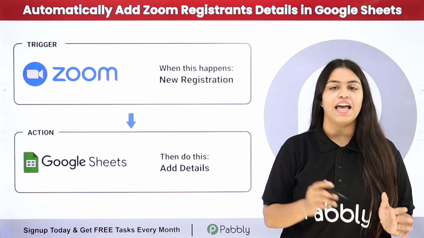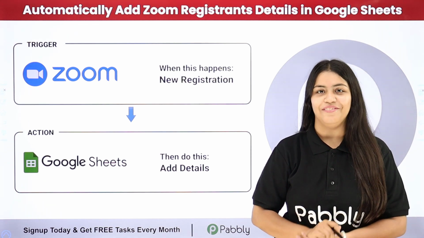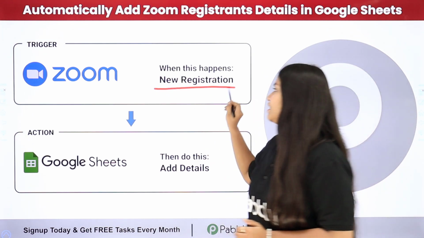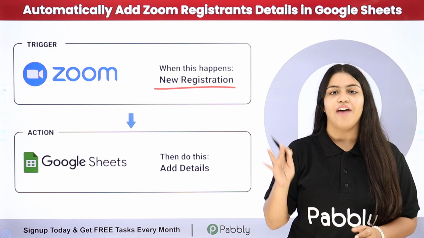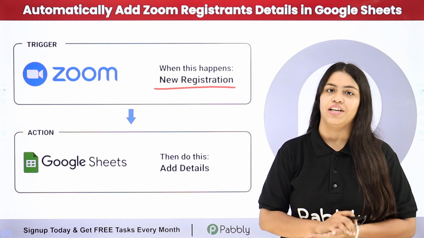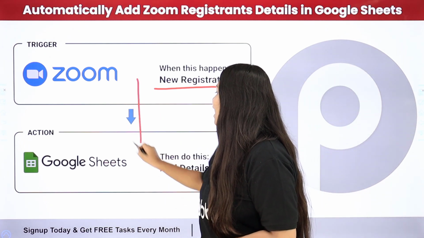Over here I'm running an edutech company and we use Zoom to conduct our online sessions and webinars. Now what I want is that as soon as a new registration is made in any of my sessions or webinars, I want to add that registration details into my Google Sheets to keep everything organized. To do this, we're going to create a connection between Zoom and Google Sheets.